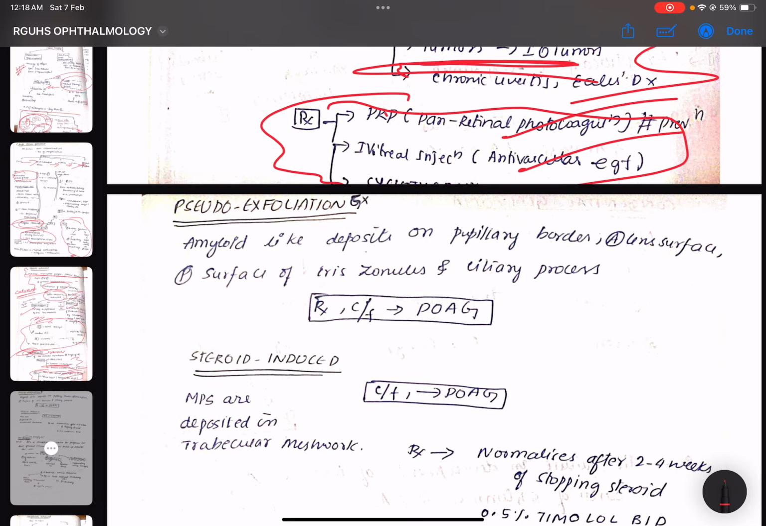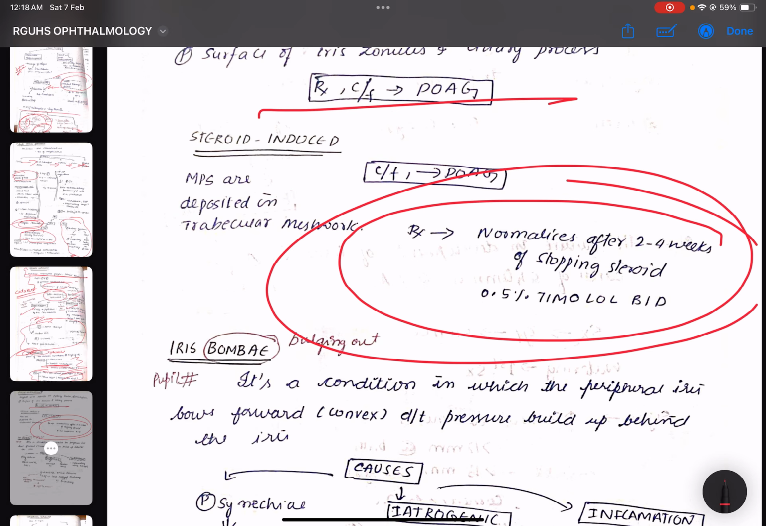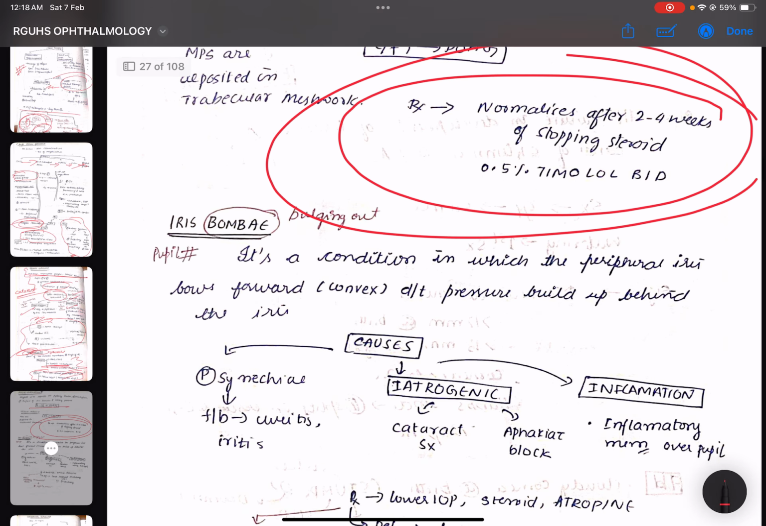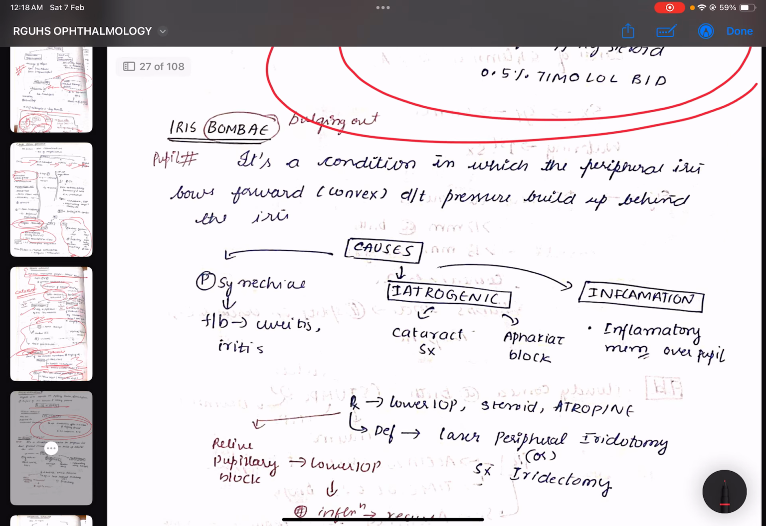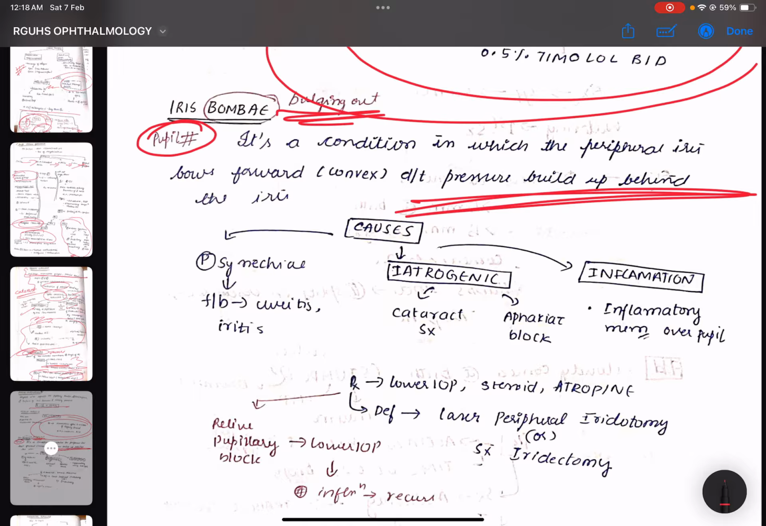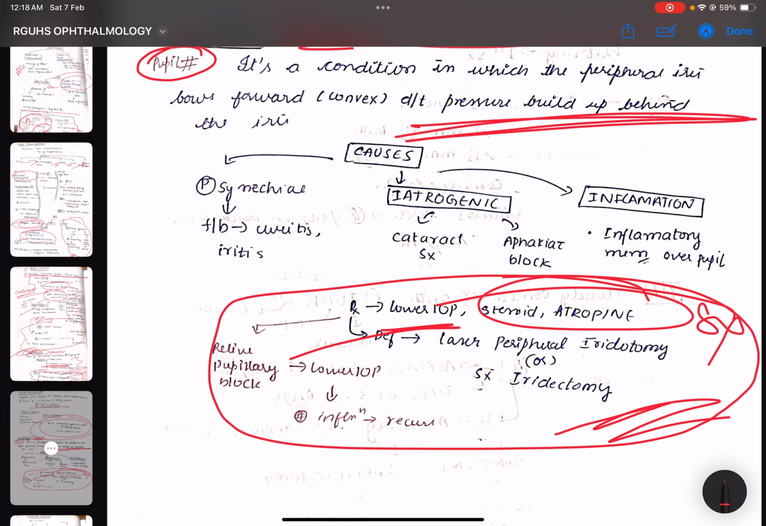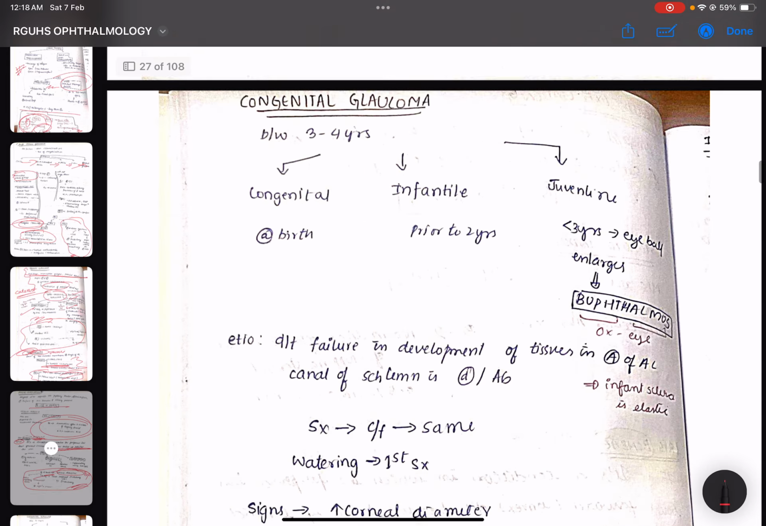And pseudoexfoliation, again everything is the same. But steroid induced, what is the treatment? Again, stop the steroid, okay. See, that's how easy it is, provided you know how to place the diseases. Again, what does iris bombé mean? Bombé means the pupil is bulging out. Okay. Why? Because of the pressure. Obviously, you are talking about the lens, glaucoma part, right? So these are the causes, and this is the treatment. Obviously, you have to lower the IOP and you have to give symptomatic management. Again, this is the surgical management, which is the definitive management.